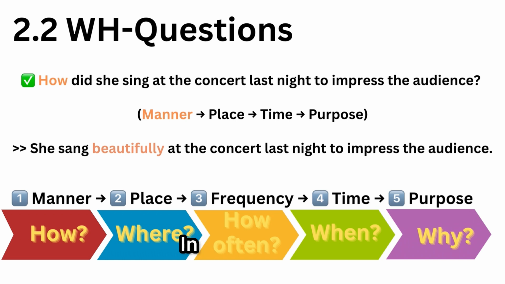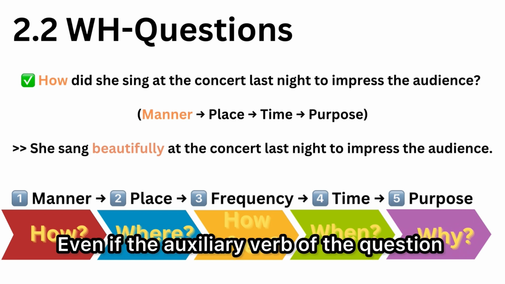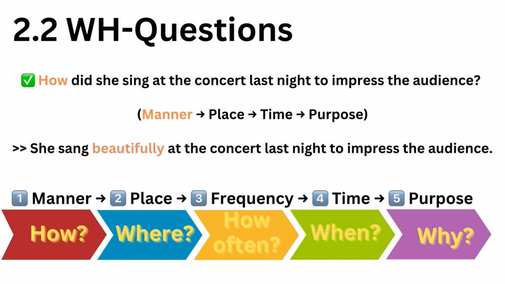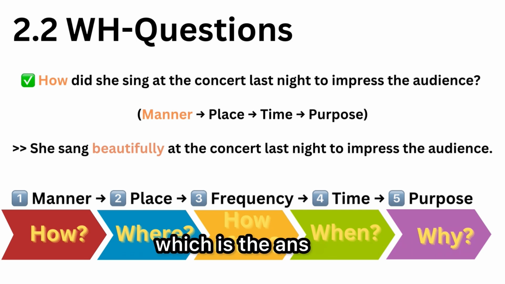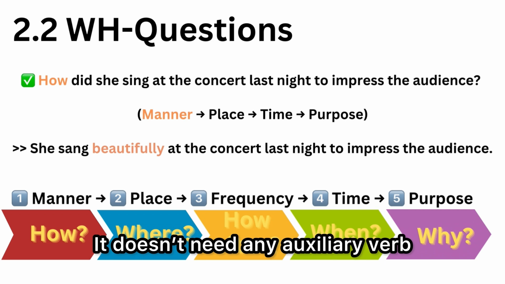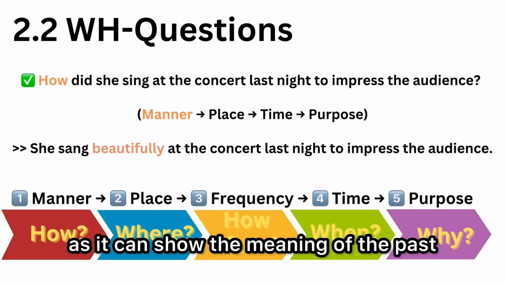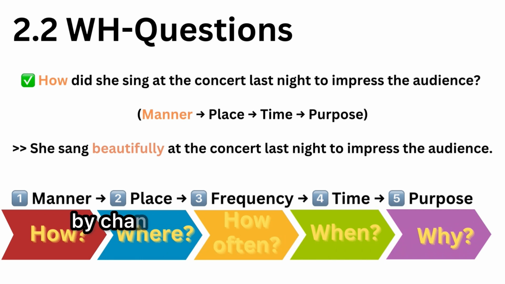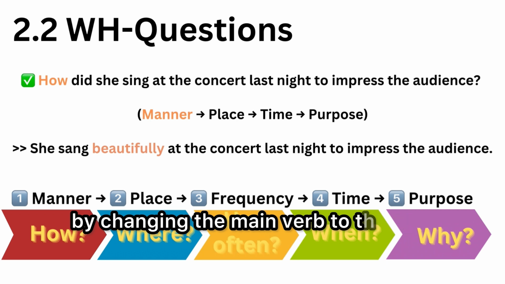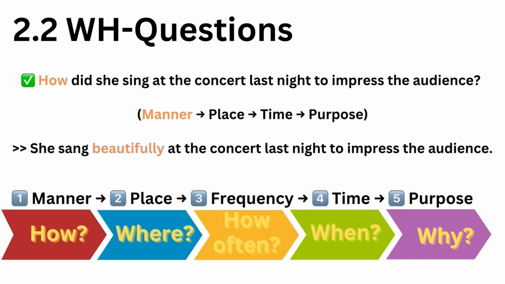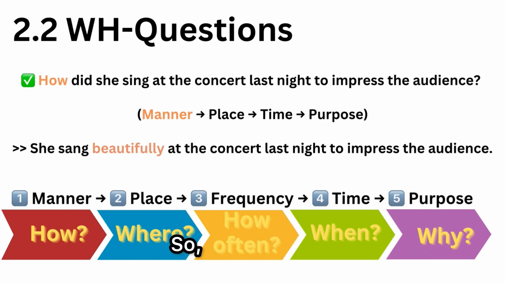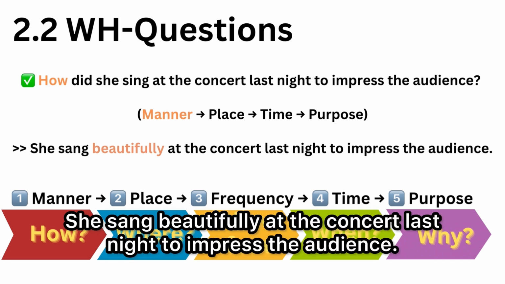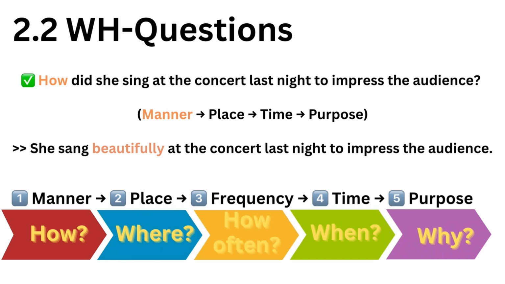In this example, even though the auxiliary verb of the question is the word did, in the declarative sentence, which is the answer, it doesn't need any auxiliary verb, as it can show the meaning of the past by changing the main verb to the past tense form, which is sang. Beautifully in the answer gives the answer to the question of how. So, the answer is: She sang beautifully at the concert last night to impress the audience.